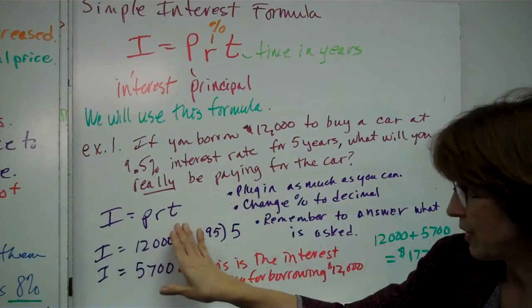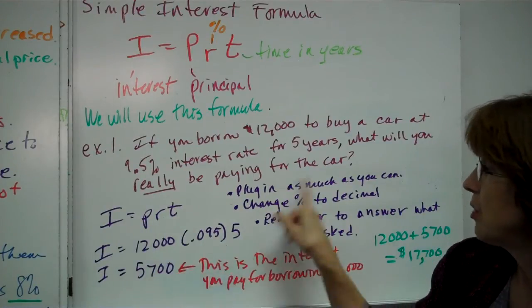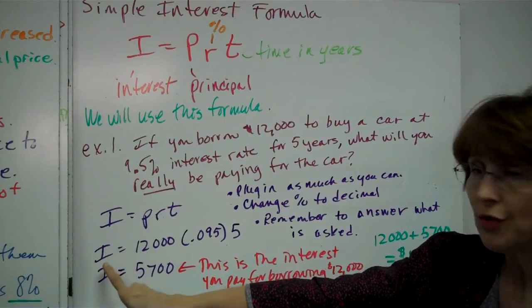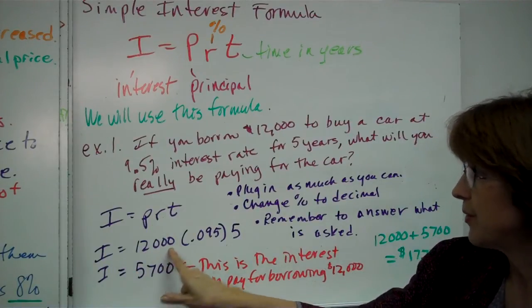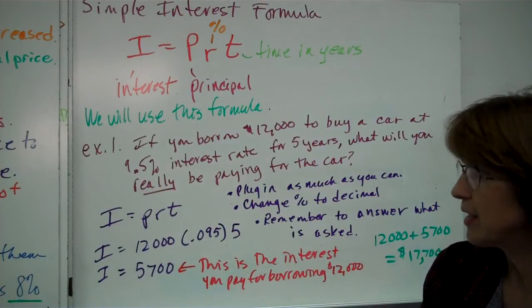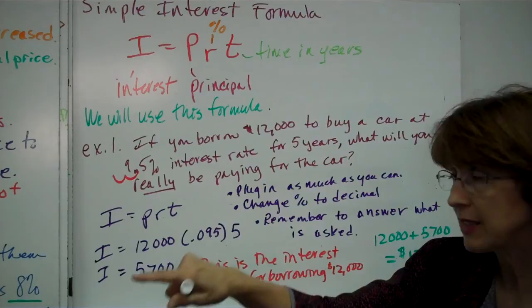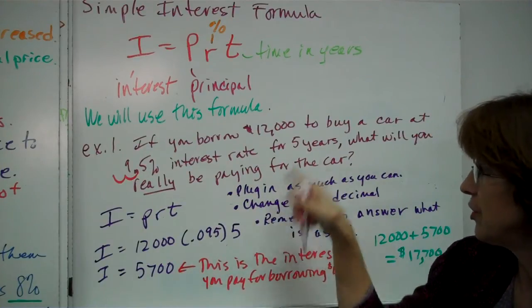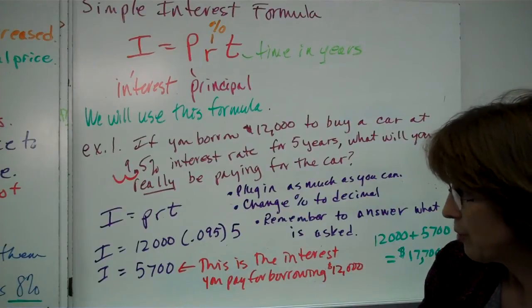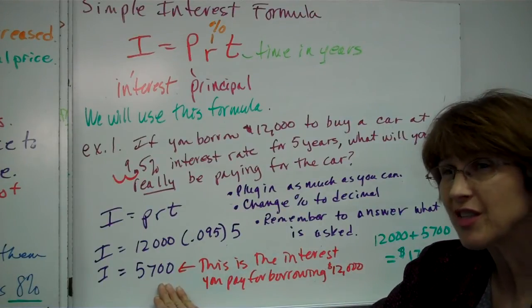So there you write down, first thing, you want to write down the formula every time. Write down the formula. Then you plug in as much as you can. You don't know the interest, but you know the principal amount you're borrowing is $12,000. The interest rate, remember you always got to move the decimal 2 places over to go from percent back to decimal. So it's going to be 0.095, and then it's going to be 5 years, and it's in years, so we're good. Just put 5 there. When you multiply that all together, that's $5,700 you're going to be paying just in interest.